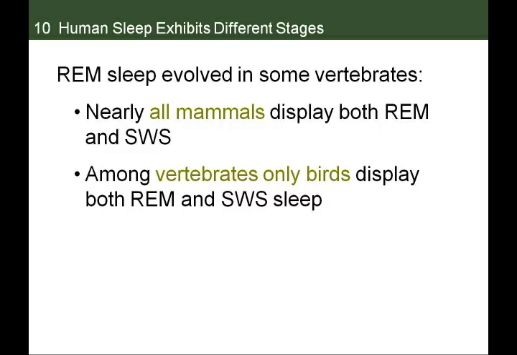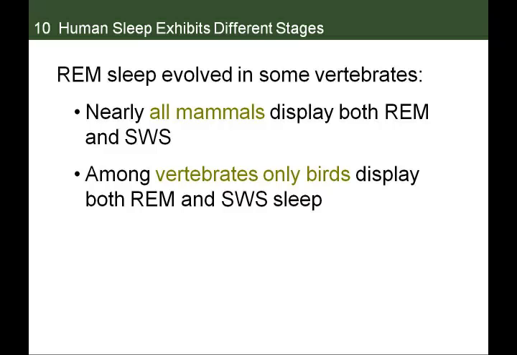Okay, how about other types of animals? For example, vertebrates. What happens to them? And everybody knows what I mean by vertebrates. So animals that have a backbone. So vertebrates and birds, anyways, will display both REM and slow wave sleep.